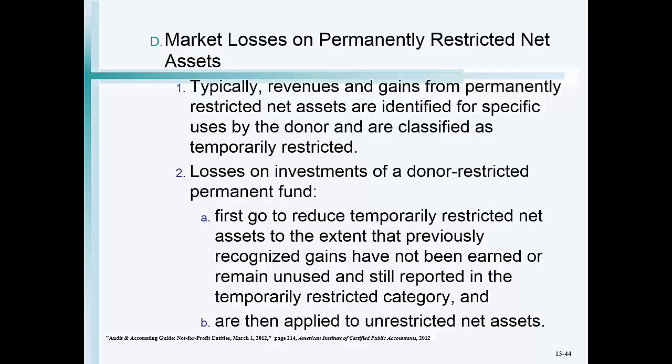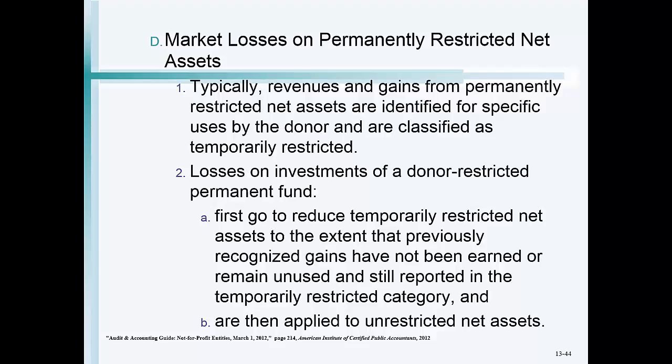Now, it is possible that the donor will not restrict the earnings. They'll say, use the earnings however you see fit. If that's the case, then the earnings or increases in value of that investment would go into the unrestricted column, right? Okay? So revenues are pretty easy to understand, right? What about losses in the value of that security?